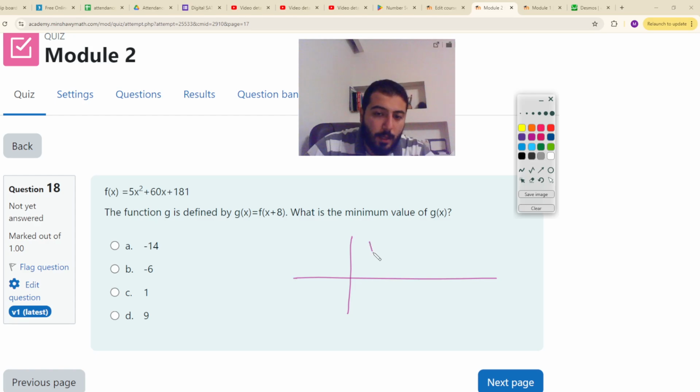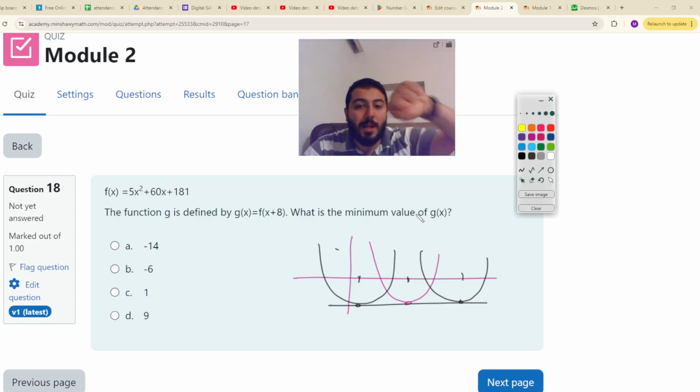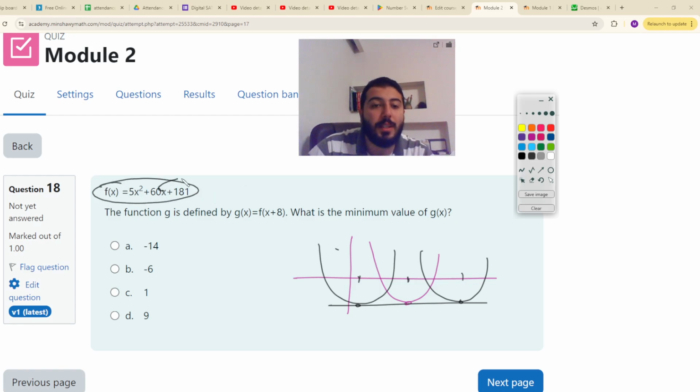If you have a parabola, any parabola, this is the minimum value. And if you translate it left or right, the minimum value is the same. What will change is the x value that brings us the minimum value, and he didn't ask for this. He just asks for the minimum value. So we can get the minimum value of f, and it is the same value as the minimum value of g.